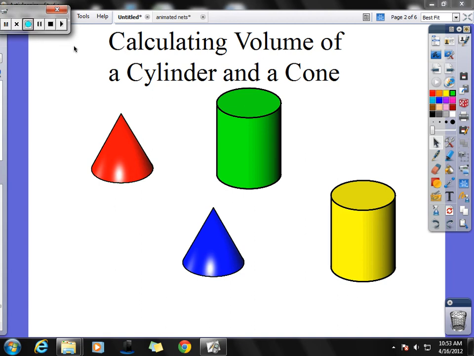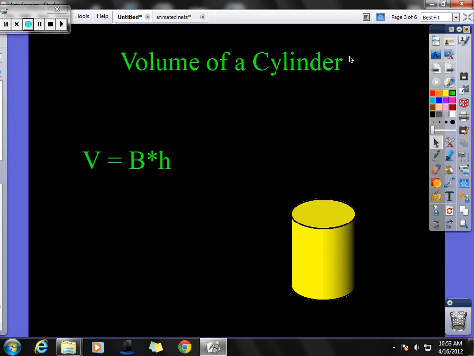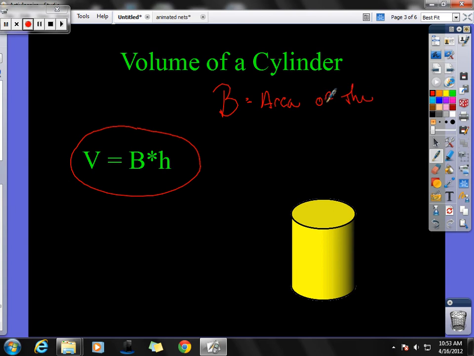Thank you very much. Alright, today we are talking about calculating the volume of a cylinder and a cone. And just like with all of our other volume problems that we've been working with, we calculate volume by using this equation. Volume equals big B times little h, where big B is the area of the base and h is going to be the height of our object. So volume equals big B times little h, area of the base times the height.